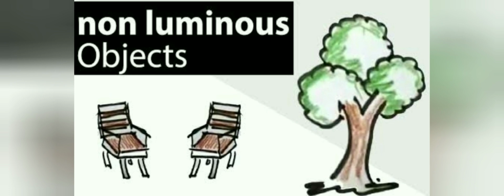These things do not give us light. They do not produce light. So these objects are called non-luminous objects. Luminous objects give us light, and non-luminous objects are the objects which do not give us light or do not produce light.